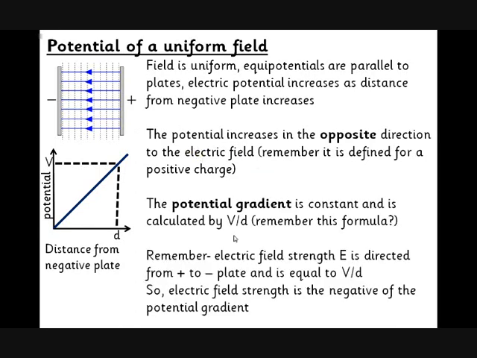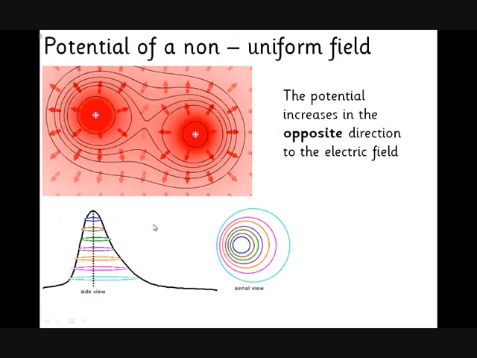If you remember, the electric field strength E is directed from the positive to the negative plate. There's the diagram. The electric field is positive to negative and is equal to V over D. The electric field strength is the negative of the potential gradient, because the potential gradient increases in this direction, and the gradient of this line would be V over D.